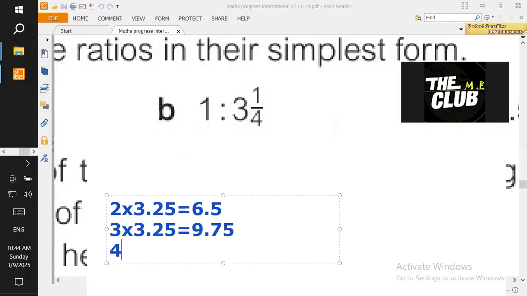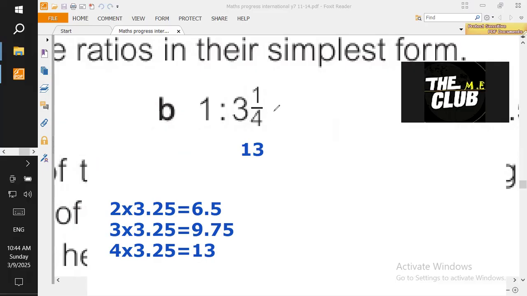Now I'm going to multiply by 4. 4 times 3.25, the answer is what? Very good. It's going to be 13, because 4 times 3 is 12 and 4 times 0.25 is, very good, 1. So 12 plus 1 is going to be 13. Now I got rid of the decimals, so this one is 13. How did this become 13? Very good, by multiplying by 4.